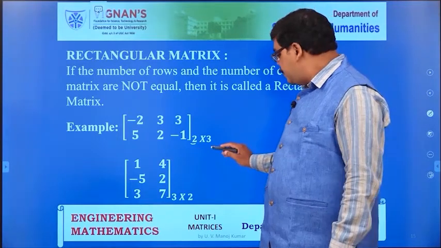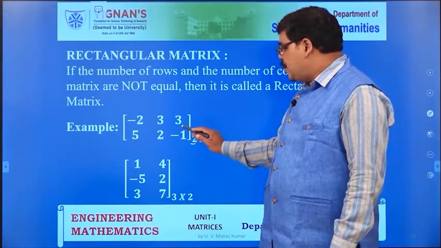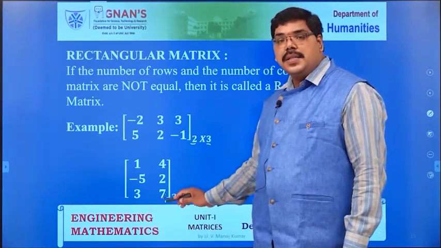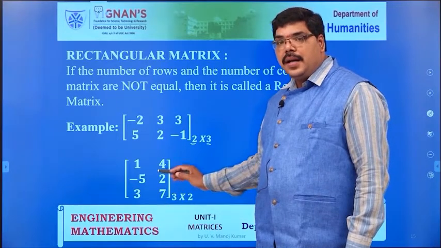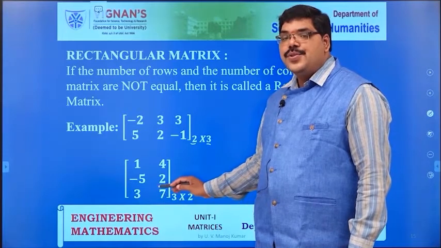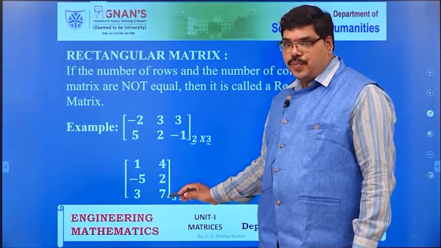is 2, and the number of columns is 3. So this is a rectangular matrix. See the second example. In this also, there are 3 rows and 2 columns. So the number of rows is 3, and the number of columns is 2.